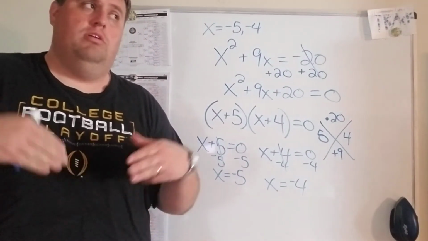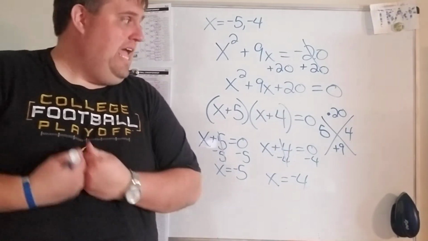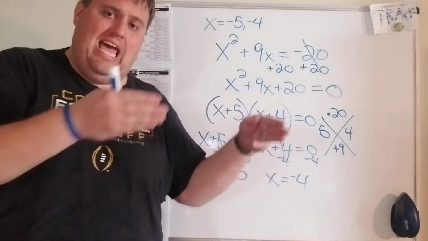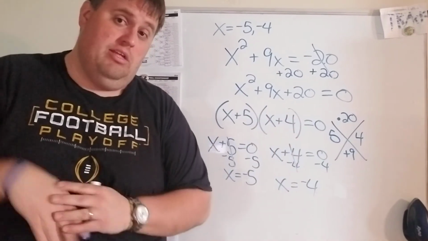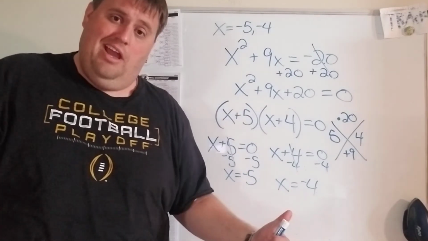So that's kind of how it's going to work every time we factor. We're going to see the trinomial, we're going to try to factor it, and if we can factor it, we're going to set each set of factors equal to 0, and then we should be able to solve it from there.